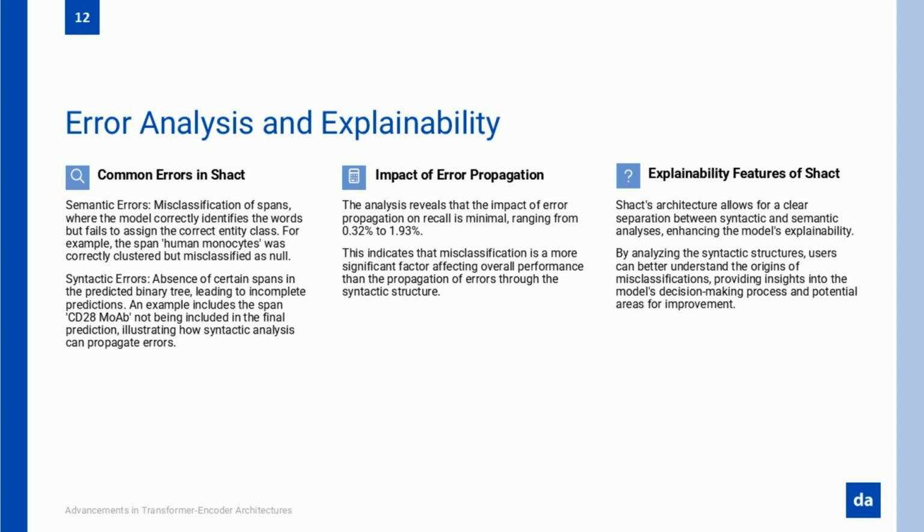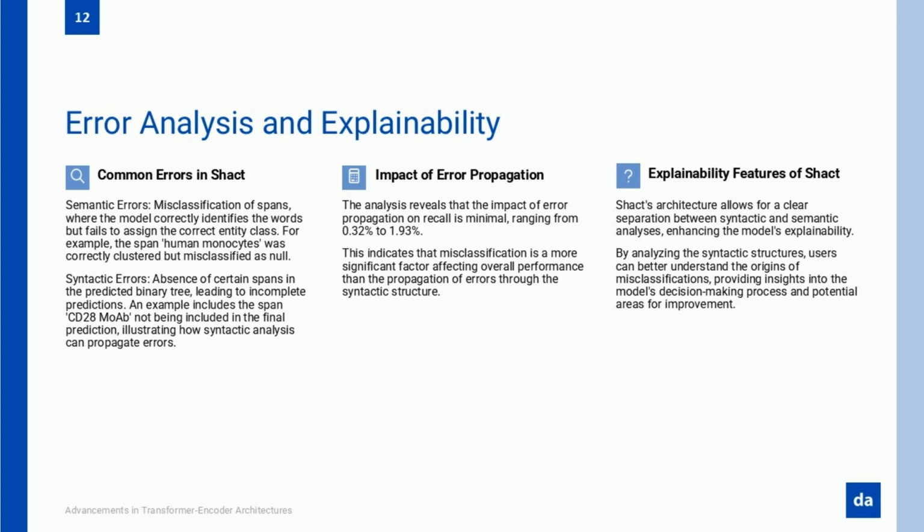These errors fell into two broad categories: semantic and syntactic. Semantic errors occurred when the model correctly identified spans but failed to classify them correctly. For example, a span like human monocytes was clustered accurately but misclassified as null. It's like finding a puzzle piece and knowing it fits somewhere but placing it in the wrong spot. These errors often arose from overlapping or ambiguous spans where even slight nuances in the context could mislead the model.